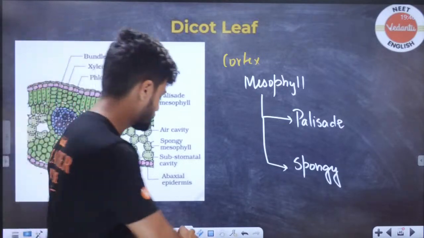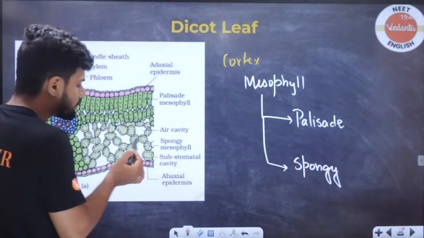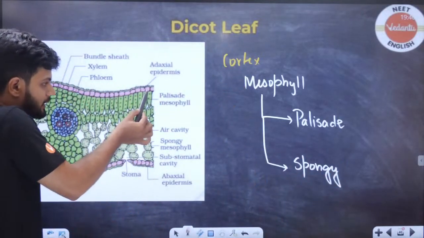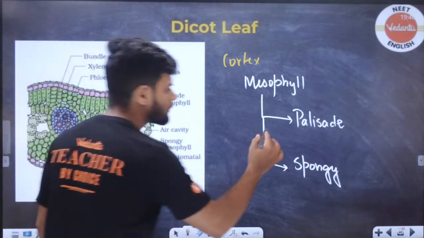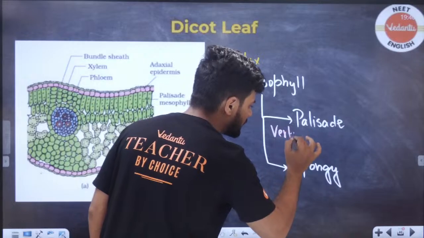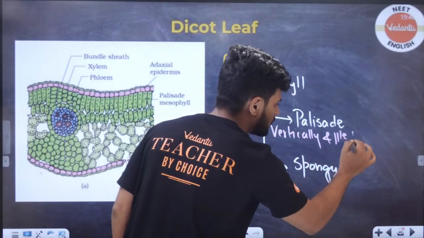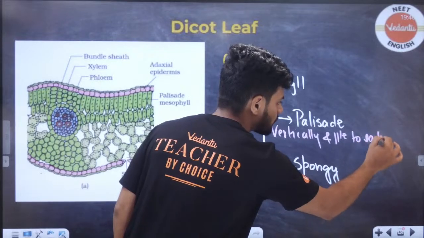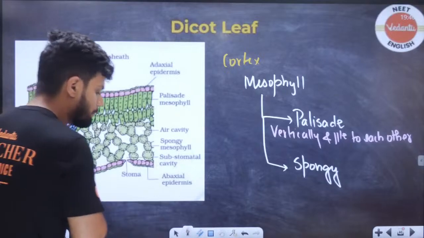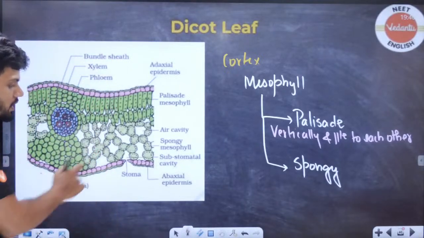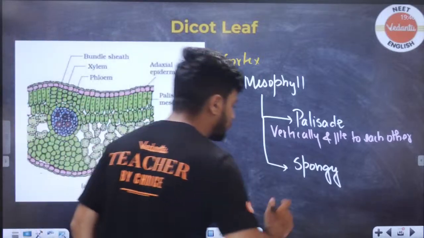Now students, if you look at the diagram of palisade, you can tell me how the arrangement is. Can you see they're arranged vertically and parallel to each other? But at the same time, how is the spongy arranged? Spongy is round and oval in shape.